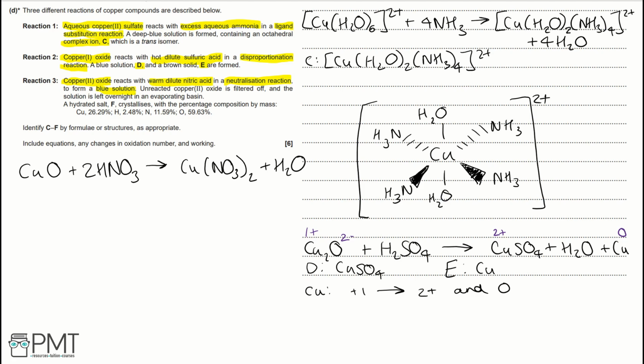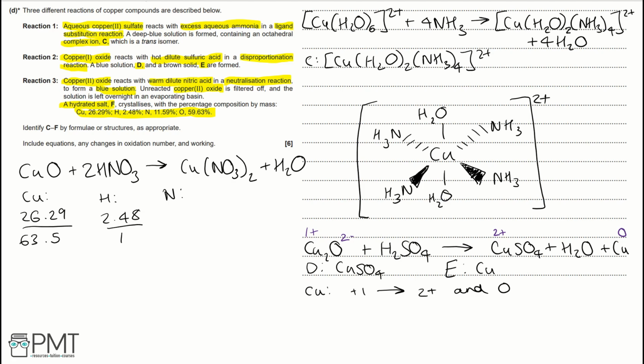Next, we're told that the unreacted copper 2 oxide is filtered off and the solution is left overnight in an evaporating basin, and the hydrated salt F crystallizes with the percentage compositions by mass, which we're given. That means we need to work out the empirical formula of the hydrated salt F and the molecular formula, but first, empirical formula. That means we take the percentage, so for copper, that would be 26.29 divided by 63.5. For hydrogen, that is 2.48 divided by 1.